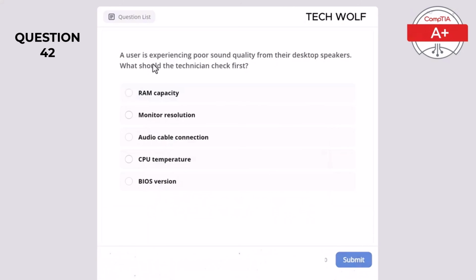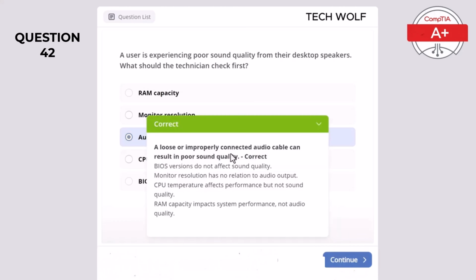A user is experiencing poor sound quality from their desktop speakers. What should the technician check first? RAM capacity, monitor resolution, audio cable connection, CPU temperature, or BIOS version. And the correct answer here is audio cable connection. A loose or improperly connected audio cable can result in poor sound quality.